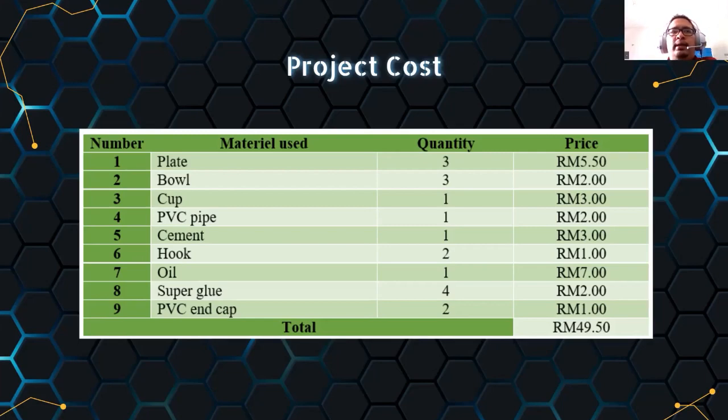The cement and oil are used as the inner substances in the PVC pipe. All these materials were bought at the nearby store at Pekan Pago. So we can see that our budget is much more reasonable and affordable to build this design chosen by our team members. So that's all from me. Thank you.